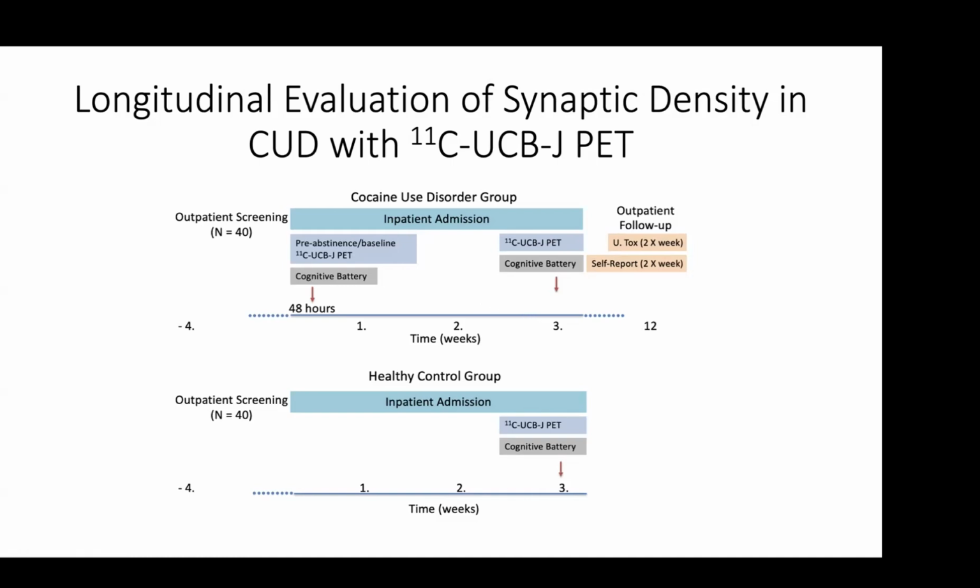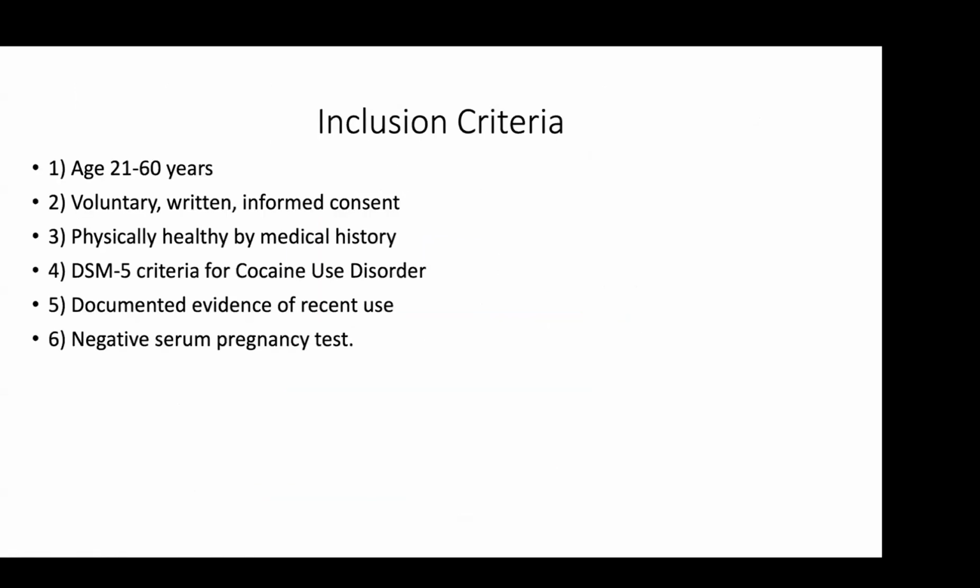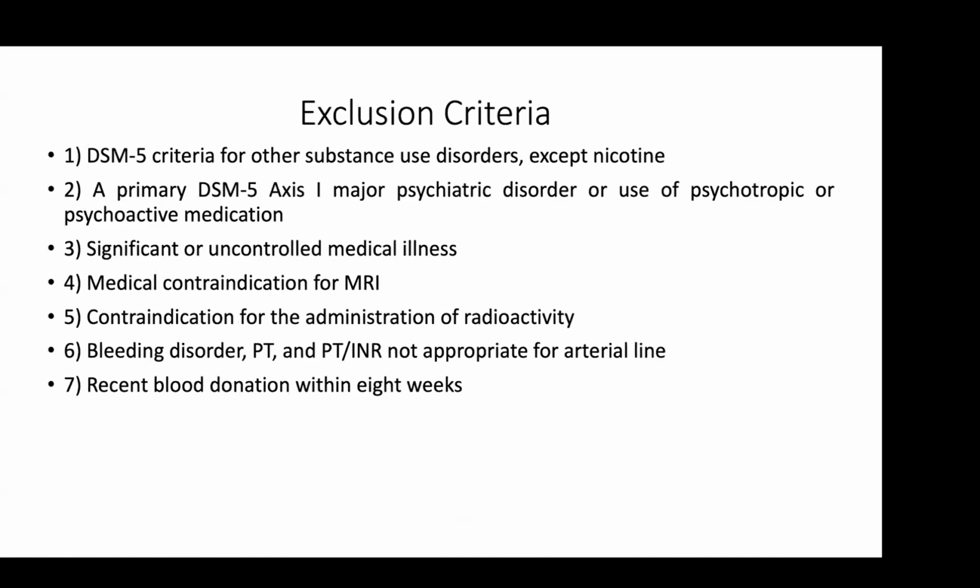All of this is while monitored inpatient on the unit. They also do cognitive testing after the second PET scan. Then they are followed up as outpatients twice a week to get a sense of the association between what we see with the PET scan and time to relapse. The healthy controls do the study as outpatients, a single scan with the cognitive testing. Inclusion criteria are very similar, with the exception that we are allowing a wider range in terms of age. Exclusion criteria are also very similar.